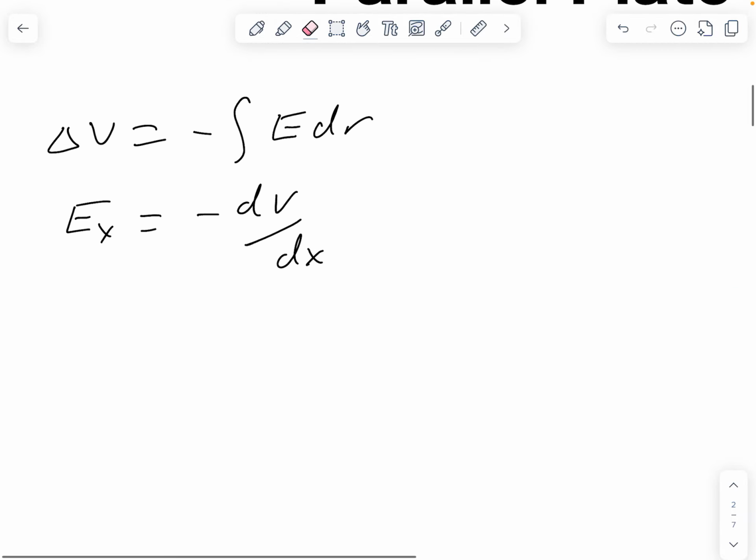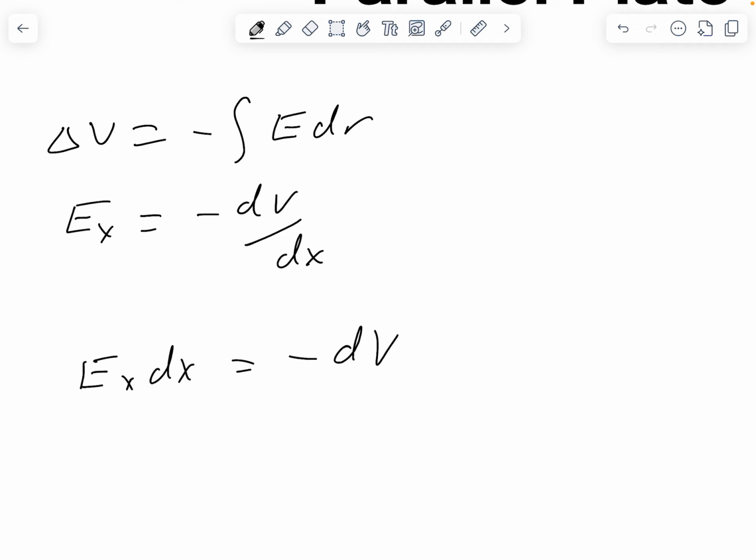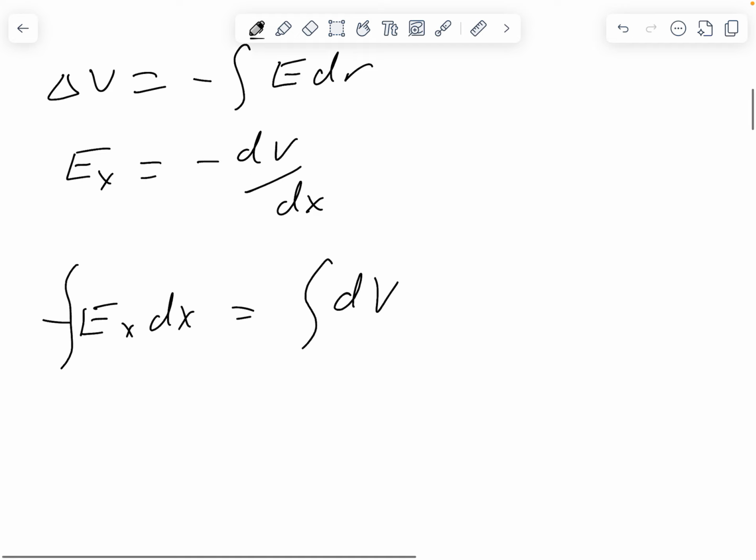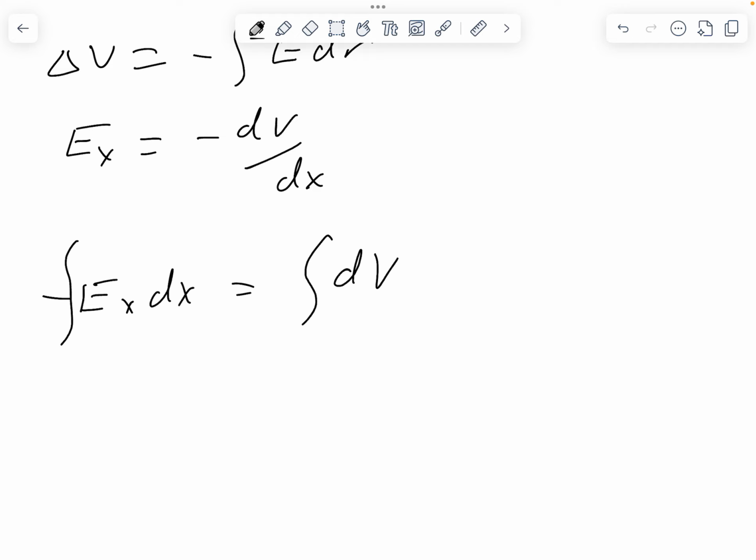I'm going to work with the E_x equation, since we haven't done as much with that. If I just move the dx over, E_x dx is equal to the negative dV. Which side the negative sign is on doesn't really matter, so I'm going to shift it over here, because really we're trying to get back to that integral equation. Then if I integrate both sides, the integral of dV is just going to be our change in voltage, delta V.